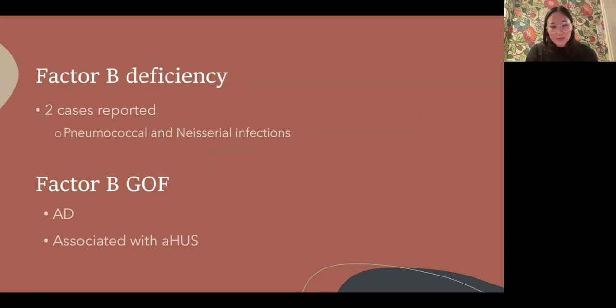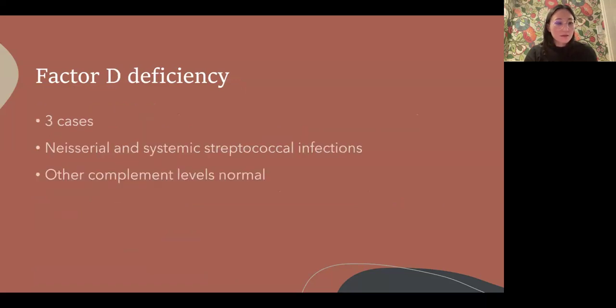I will touch on these briefly because they're very rare, but factor B deficiency, there have been 2 cases reported. These patients had really bad pneumococcal and Neisseria infections. And then factor B gain of function would be associated with overactive complement, and that can lead to atypical HUS. And then factor D, this is the factor that cleaves factor B and C3b into Bb in the alternative pathway. Also very few cases, leading to infections.